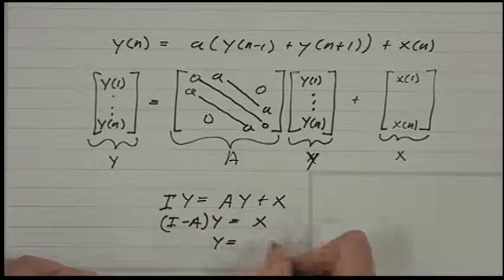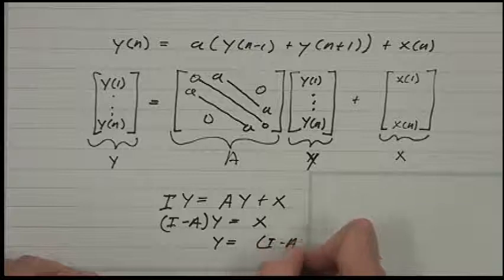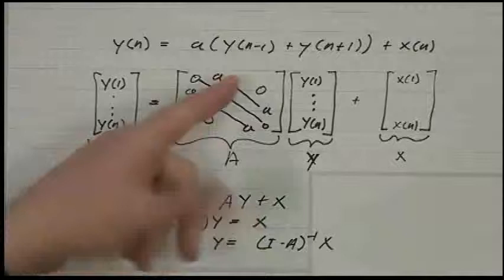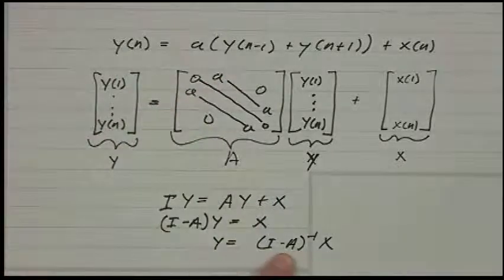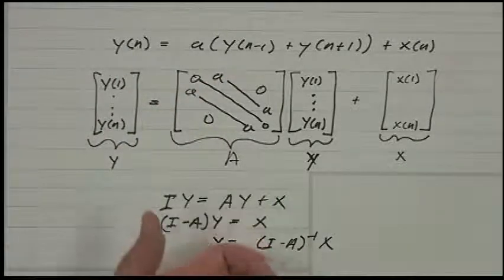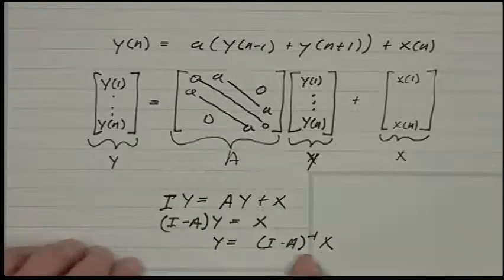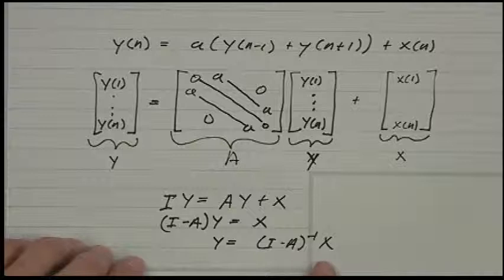So Y here just equals (I minus A) inverse times X. And for some values of A, this is an invertible matrix, and for some it's not. But that's just a stability condition. So you could do that, and that's actually a generalization of an IIR filter to non-causal dependencies.